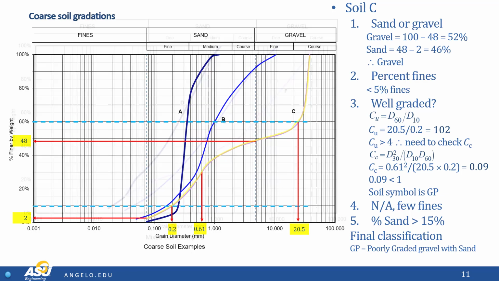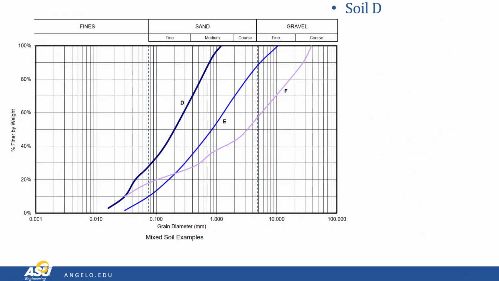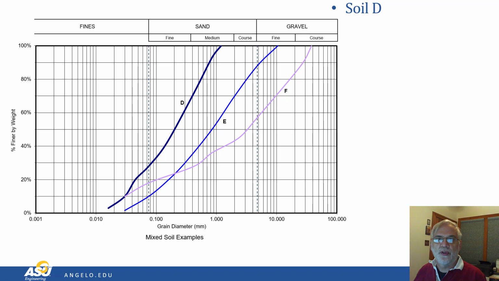Okay, so much for the easy soils. Let's classify some more difficult soils. Next, we'll classify these three soils, which are coarse-grained soils, but each with a significant amount of fines. Let's start with soil D. First, we'll determine if it's a sand or a gravel.